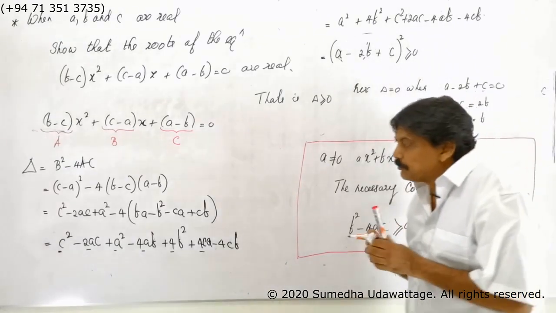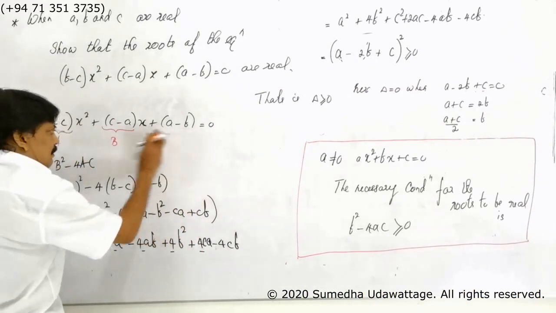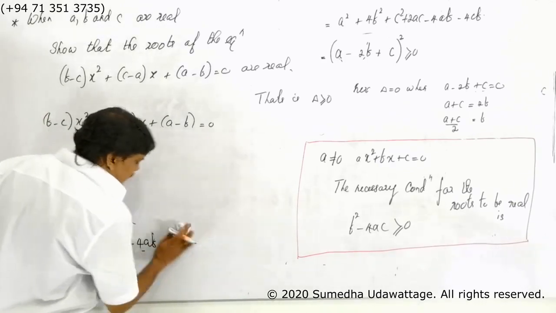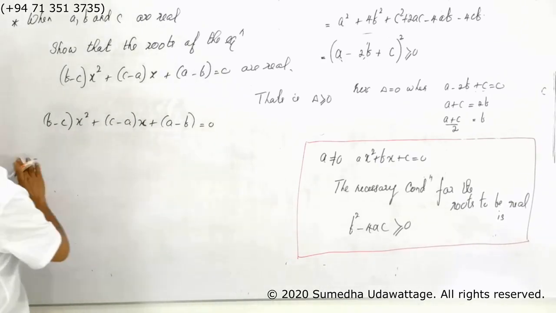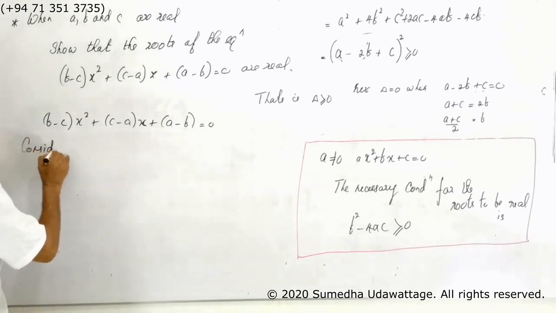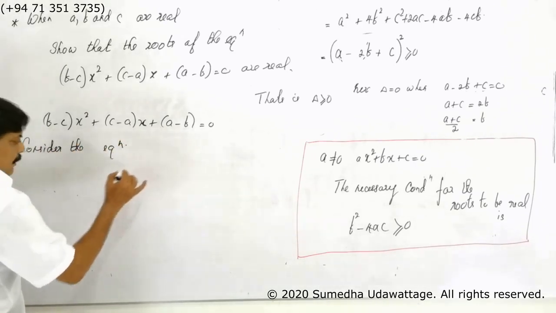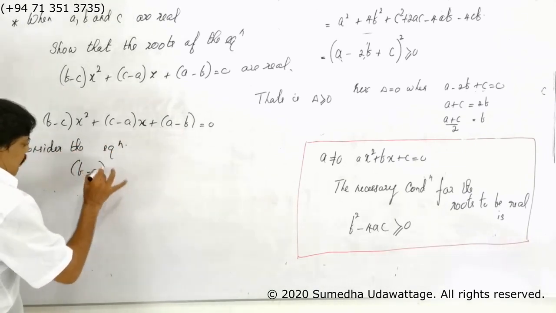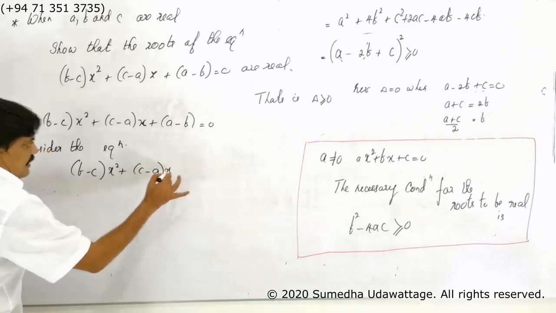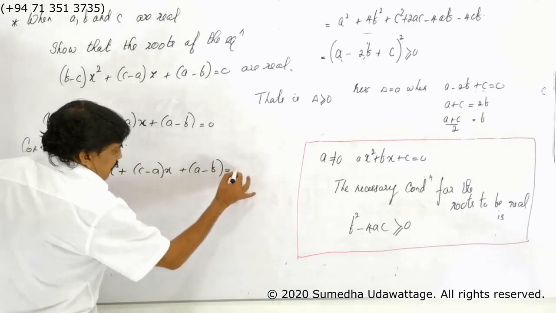Now, to explain this certain equation, it goes a little more beyond. Right underneath, consider the equation (b minus c)x squared plus (c minus a)x plus (a minus b) is equal to 0.